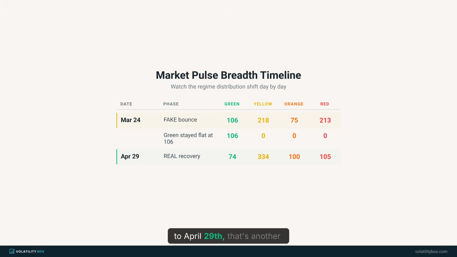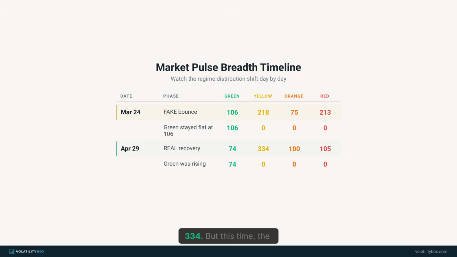Compare that to April 29th. That's another data point you have. This time, the number of stocks that were in this market stage of accumulation peaked at 334. But this time, the number of stocks that were also climbing into this acceleration green market pulse were climbing as well. 74 stocks were green and rising. The yellow symbols were transitioning back to strength, not stalling before a breakdown. You have the same high yellow count, but this time a completely different outcome. So the context of other market pulse regimes also gives you some clues around which way this resolution is going to be, whether to the upside or to the downside.